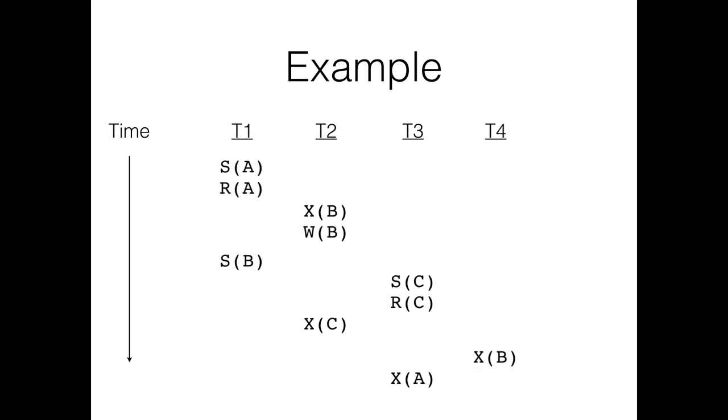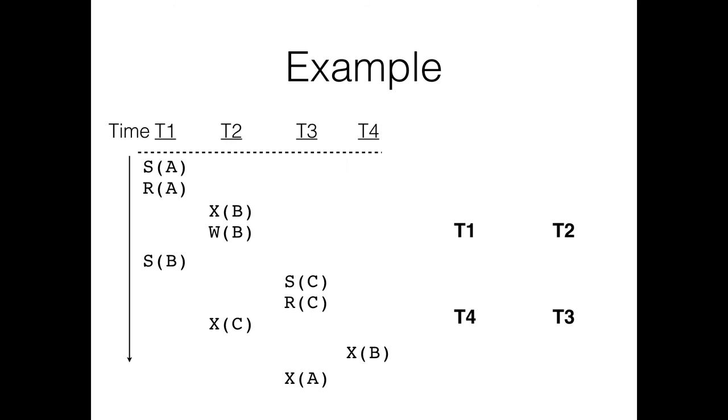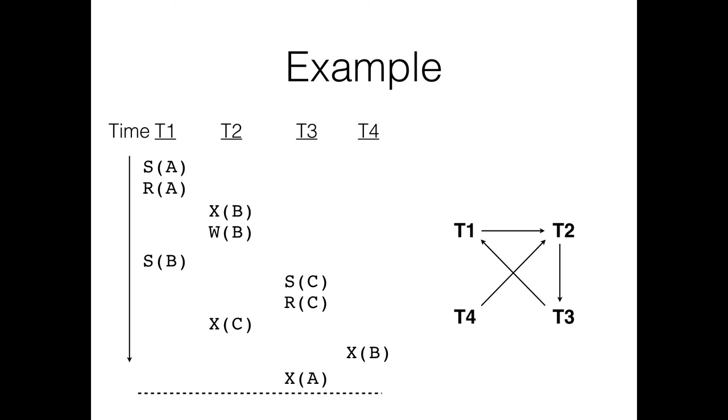Then there's a shared lock on B, and now a dependency from T1 to T2. T1 is waiting for T2 to complete. T2, after the exclusive lock on C, is waiting for transaction 3 to complete. Transaction 4 is now waiting for transaction 2 to complete. And then when transaction 3 tries to take an exclusive lock on A, it starts waiting for transaction 1 to complete. So we have a cycle in the graph.